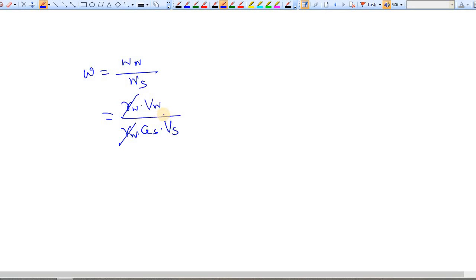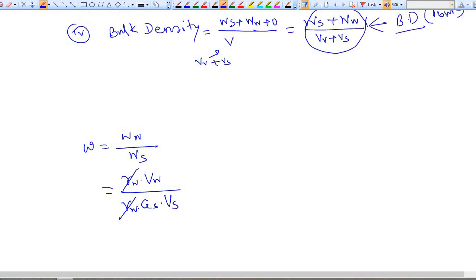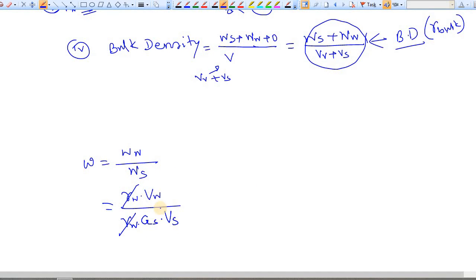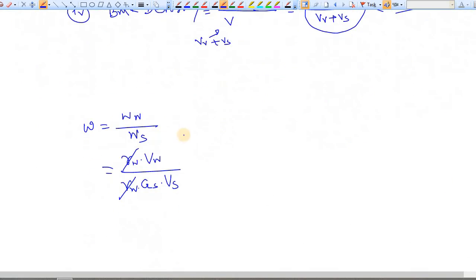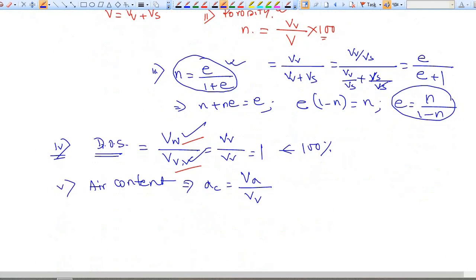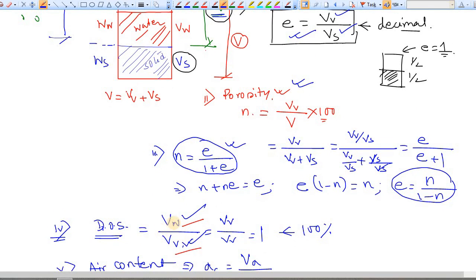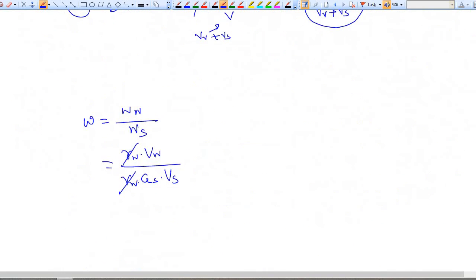Let's try to find if there is some relation in this. It is volume related, so we will find something in the volume relations. What are the parameters? Volume of water and volume of solid. So water versus solid. This is volume of water by volume of void, and this is volume of void by volume of solid. Okay, let's pick up this one. So e is equal to volume of void by volume of solid, but we need to know the volume of water.